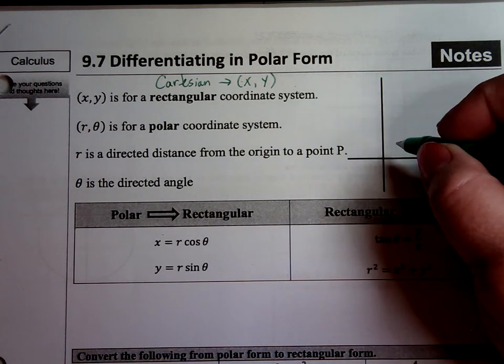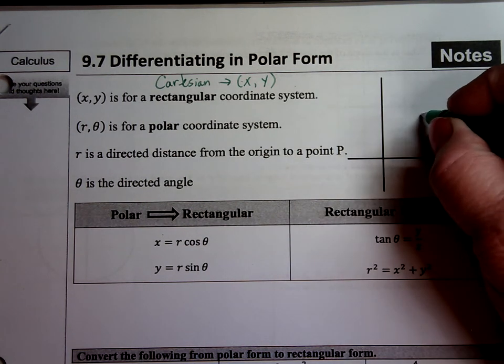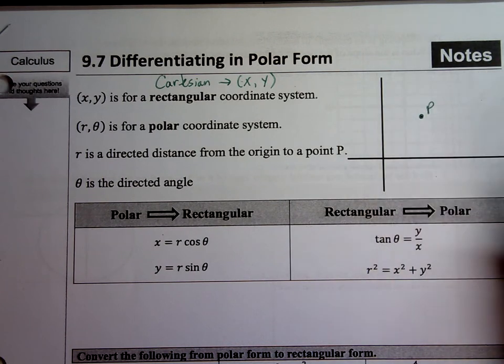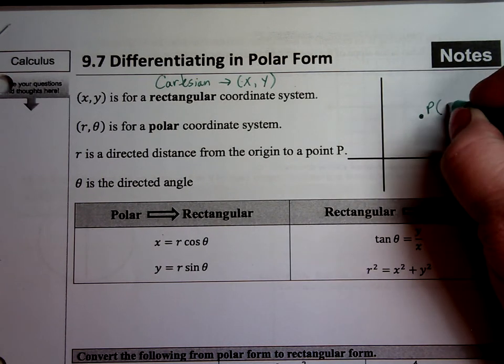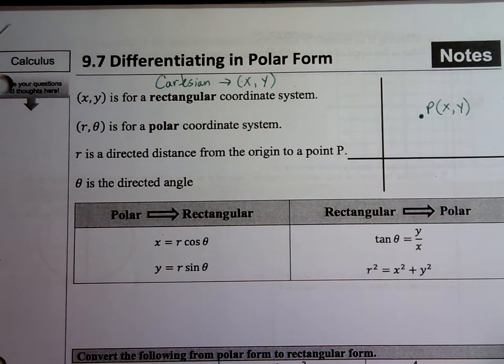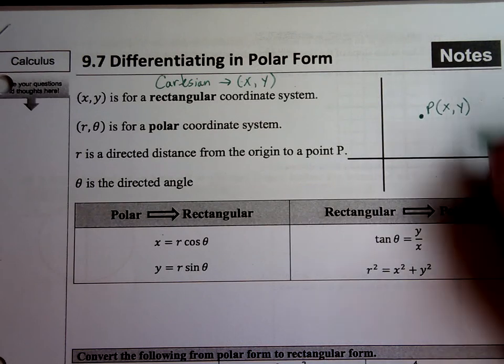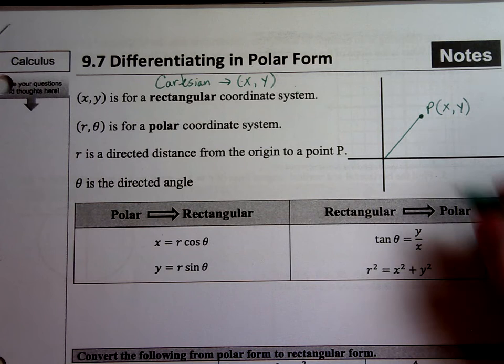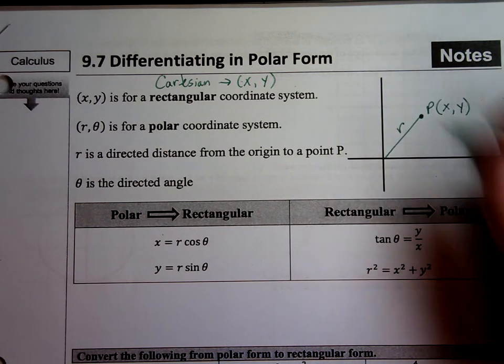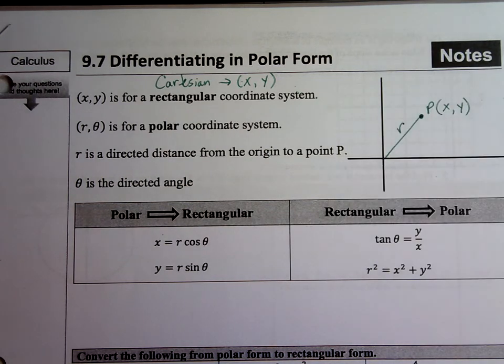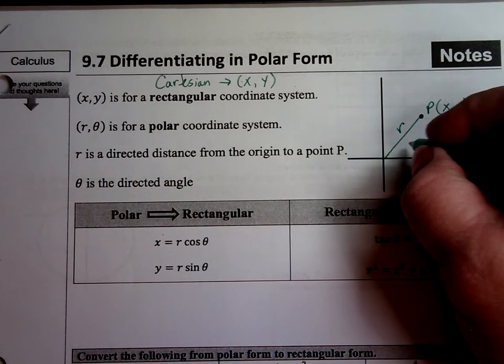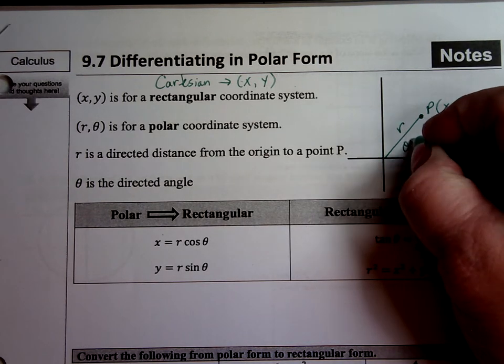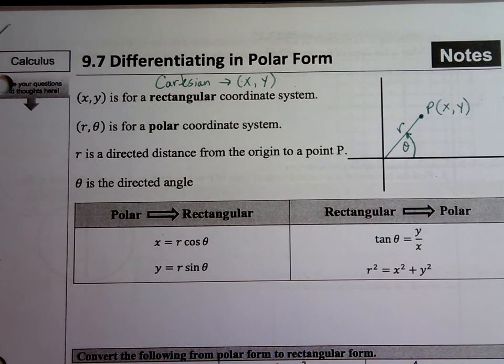So here's what it looks like. You have some point P over here. And in our system, that would be an xy coordinate, a point P. And so from the origin to that point P is what we're looking at. That would be your r value. And then the theta value is this value here coming from the positive x-axis to your r, to that r place. It's the directed angle.